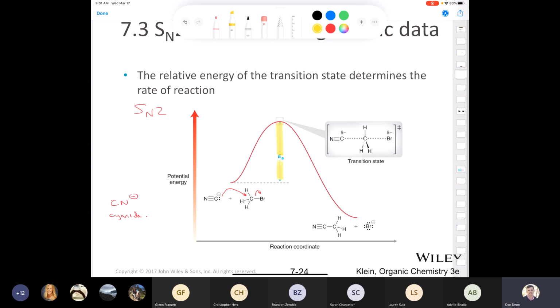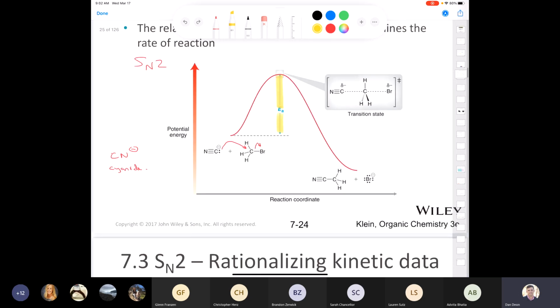Again, this is going back to your general chemistry days, right? You learned this in general chemistry too, that the higher the activation energy, the slower the reaction. The lower the activation energy, the faster the reaction. That's why catalyzed reactions are so fast, right? Because you lower the activation energy.